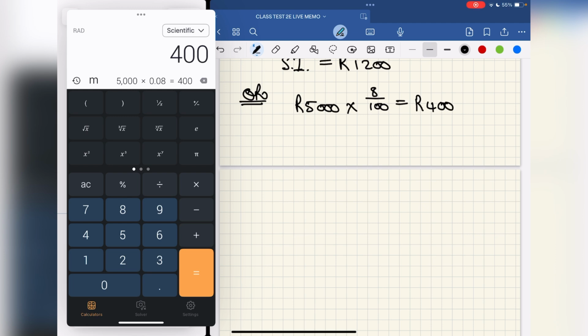400 Rand is interest for 1 year, but they want interest for 3 years. So I'll take my 400 Rand and multiply it by 3 years. And I will of course get 1,200 Rand as my total interest.